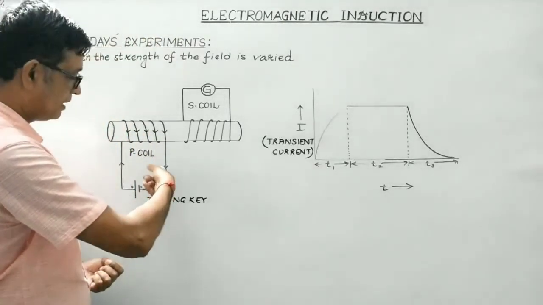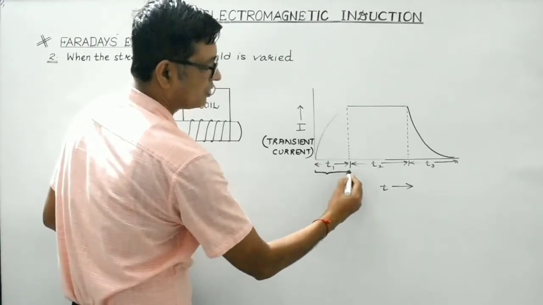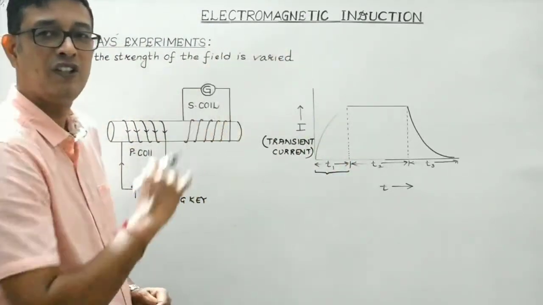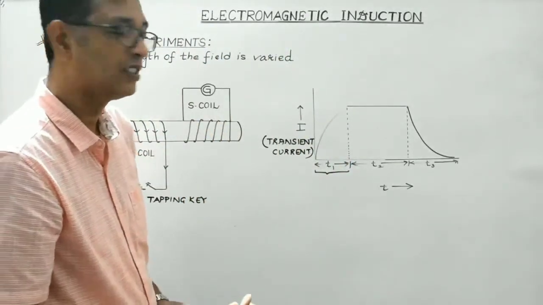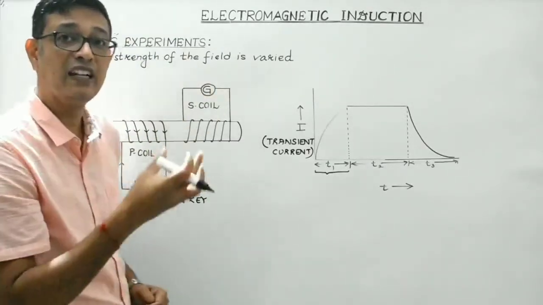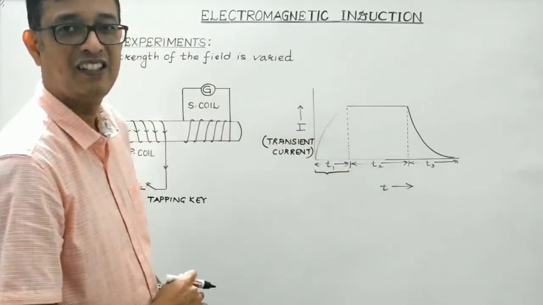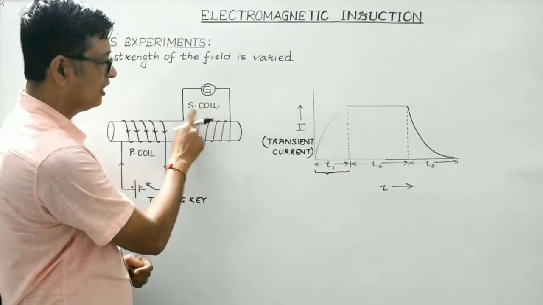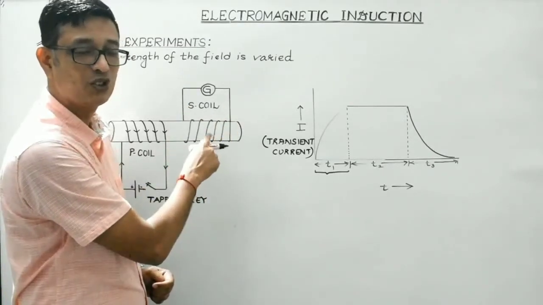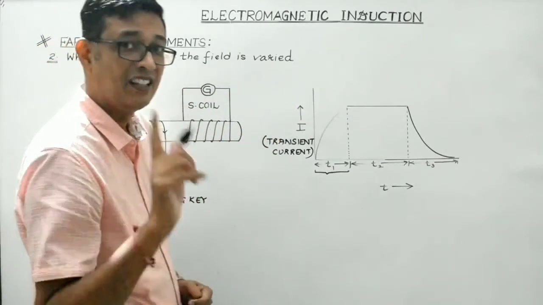Now students, when the tapping key is pressed, we encounter this time, during which, as I stated, the current in the P coil grows. As current grows, the magnetic field linked with this coil will also grow. Magnetic field lines will grow. The magnetic field will change; it will increase. Due to the increase in the magnetic field linked with the S coil, an induced current is produced. So the galvanometer will show some deflection.